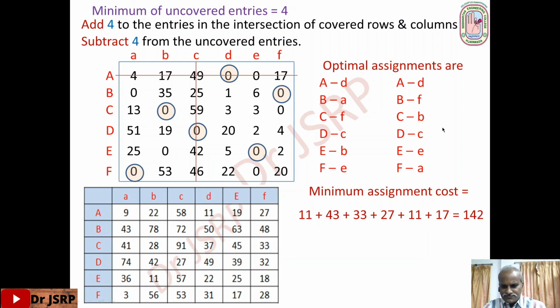Similarly, consider the assignments corresponding to this assignment. A to D, fixed, 11, B to F, 48, C to B, 28, D to C, 27, E to E, 25, F to A, 3. So this is the assignment cost corresponding to the second assignment. This is also 142. Okay. So both are same. So we may get different optimal assignments, but the minimum assignment cost corresponding to each optimal assignment should be same, since minimum value is unique. Okay.